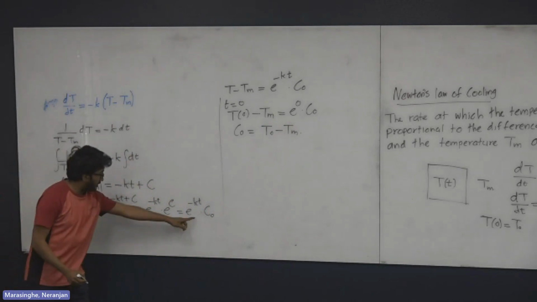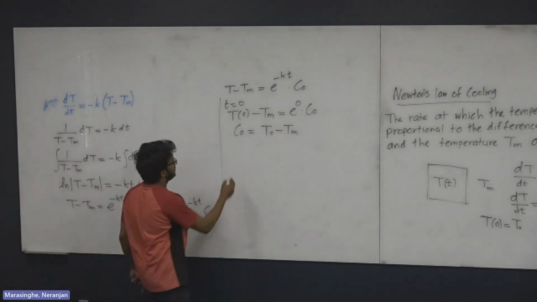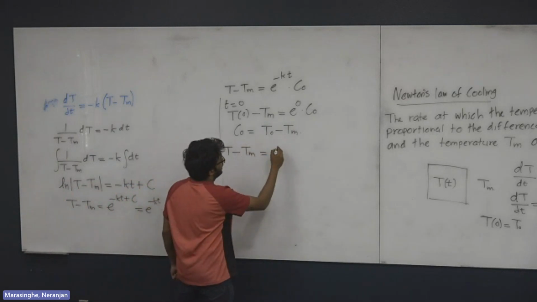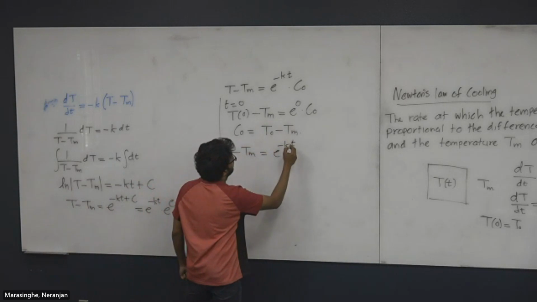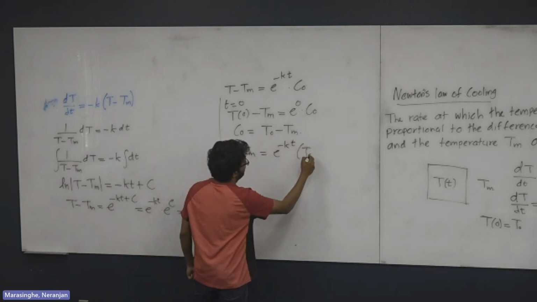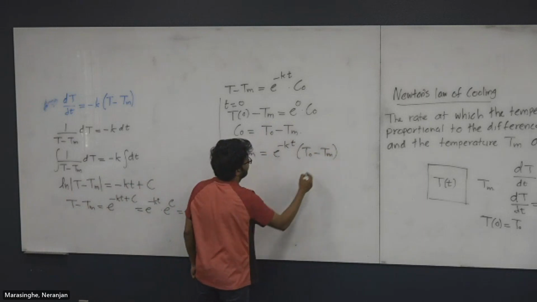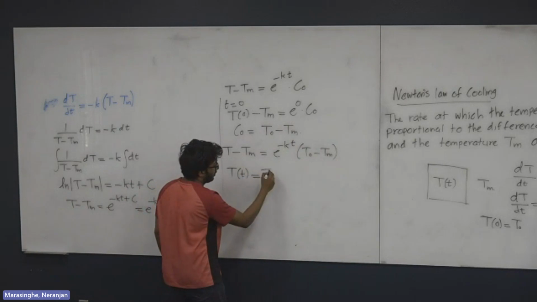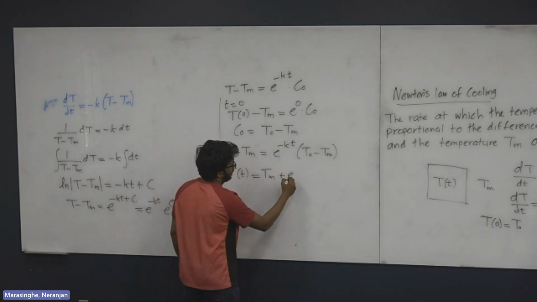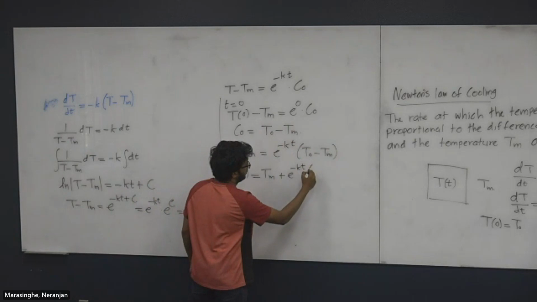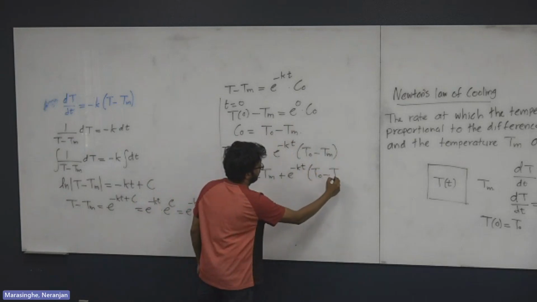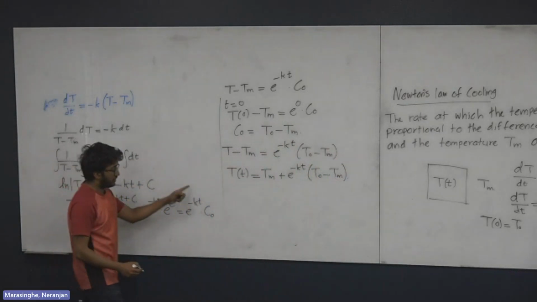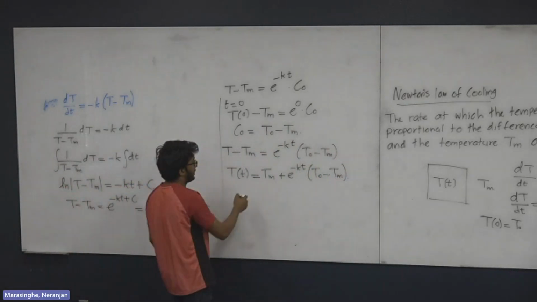Now I know C naught, that means I know the solution. So T minus Tm is going to be equal to e to the negative kt times T naught minus Tm. So the temperature at time t is going to be equal to Tm plus e to the negative kt times T naught minus Tm. This is the solution for Newton's law of cooling.